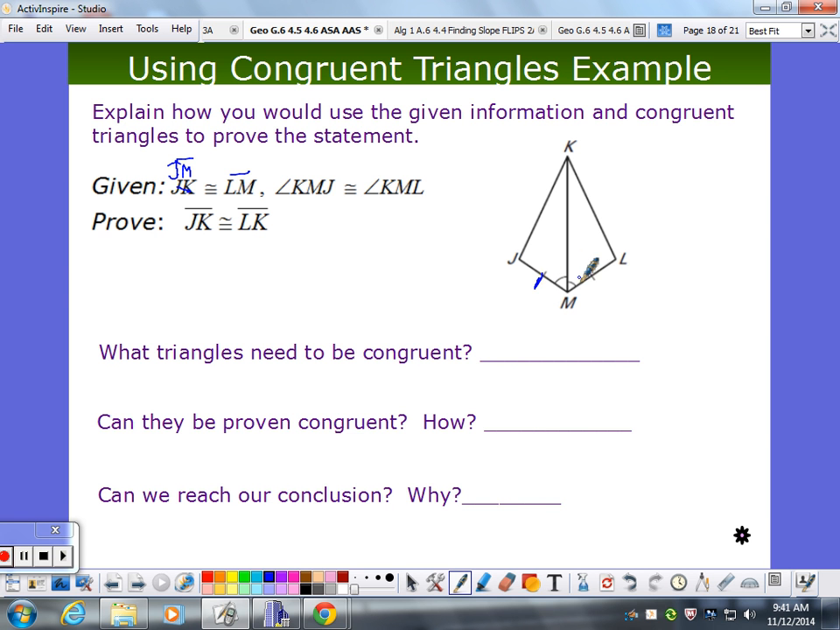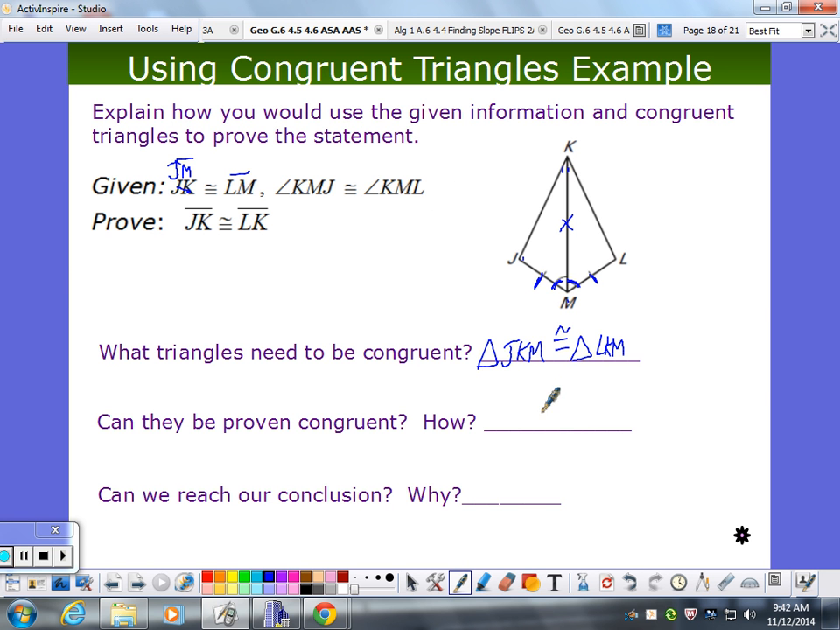So this one is congruent to that one. Angle KMJ is congruent to KML. And I see a side, maybe I need it, maybe I don't, but I see that reflexive side. Can I see that these two triangles now are congruent? Triangle JKM is congruent to triangle LKM.